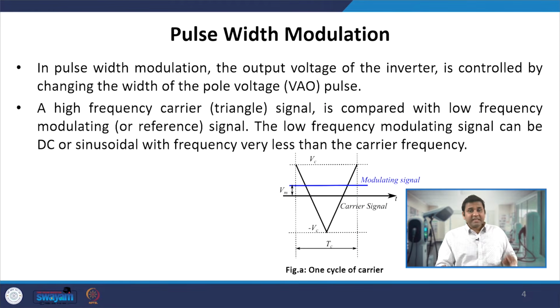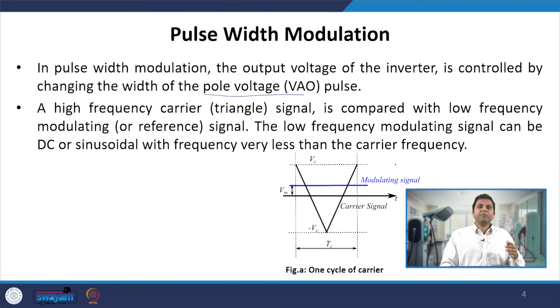So, if we can change the timing or the duration of the switching pulses between VDC by 2 and minus VDC by 2, that means if we change the width of the pole voltage VAO, then we are actually changing the pulse width, and that is why it is called pulse width modulation.